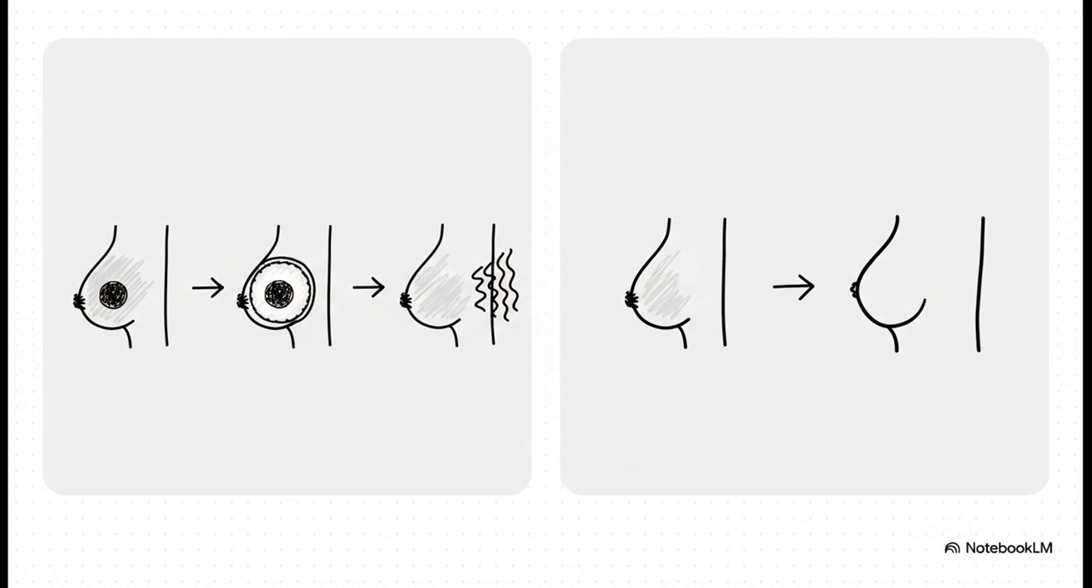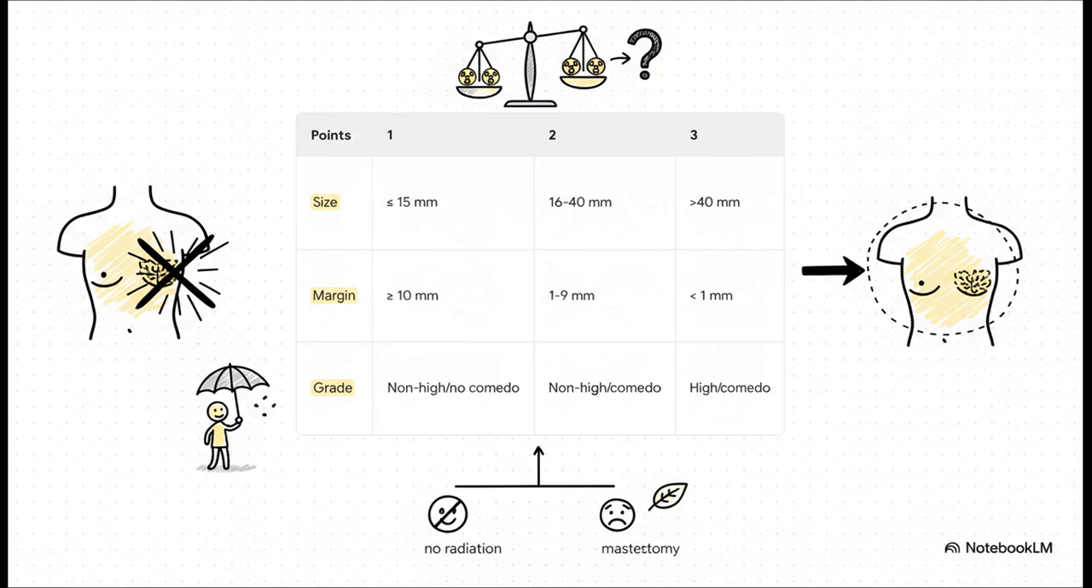This is usually recommended if the DCIS is in multiple spots, if it's very large compared to her breast size, or if we can't get those clean margins with a lumpectomy. Ultimately, the choice will come down to a combination of these tumor factors and her own personal preferences. You mentioned radiation is almost always given after breast conservation. Are there any exceptions to that rule?